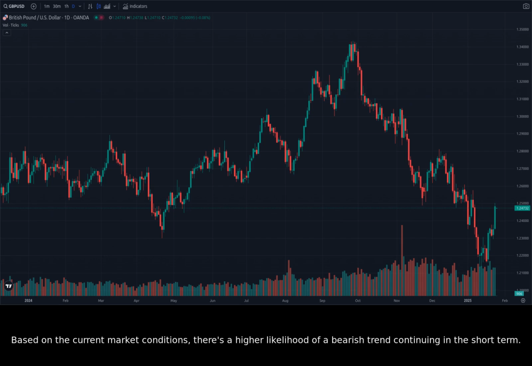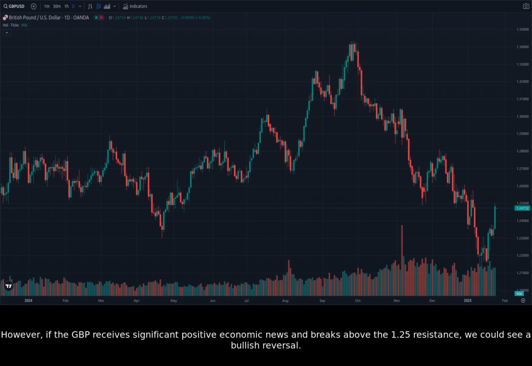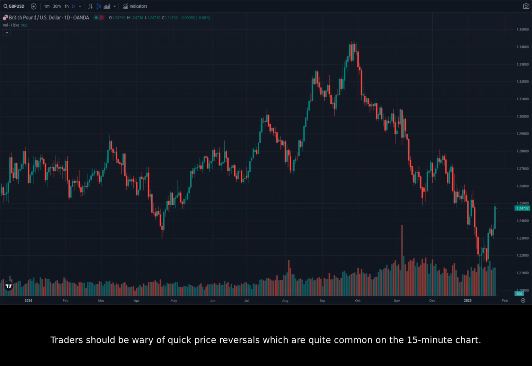Based on the current market conditions, there's a higher likelihood of a bearish trend continuing in the short term. However, if the GBP receives significant positive economic news and breaks above the 1.25 resistance, we could see a bullish reversal. Traders should be wary of quick price reversals, which are quite common on the 15-minute chart. It's important to consider various scenarios in the GBPUSD market. Things to look for include significant economic releases from both the UK and the US.